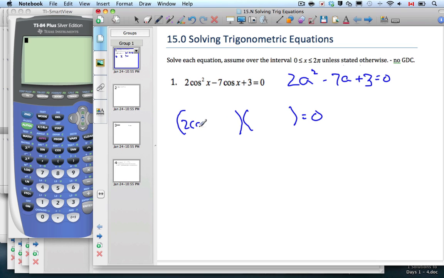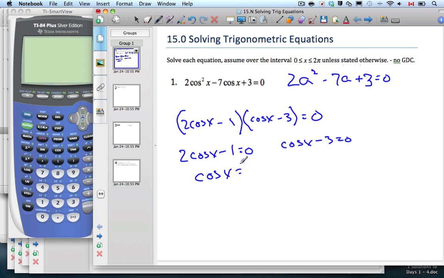We have 2 cosine x, and over here's a cosine x, and minus 3, minus 1. That works out lovely. And so then I can say 2 cosine x minus 1 is 0, or cosine x minus 3 equals 0. I solve for cosine, which is add the 1, divide by 2, and cosine x equals 1/2.